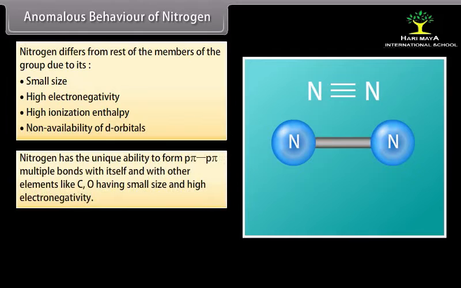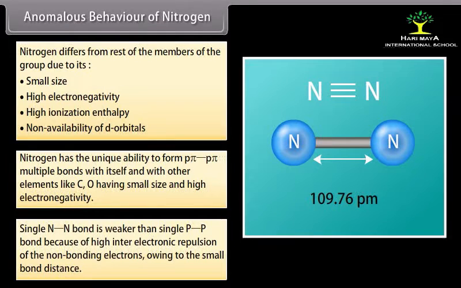Nitrogen has the unique ability to form pπ-pπ multiple bonds with itself and with other elements like carbon and oxygen having small size and high electronegativity. Thus, nitrogen exists as a diatomic molecule with a triple bond between the 2 atoms having high bond enthalpy 941.4 kJ per mole.